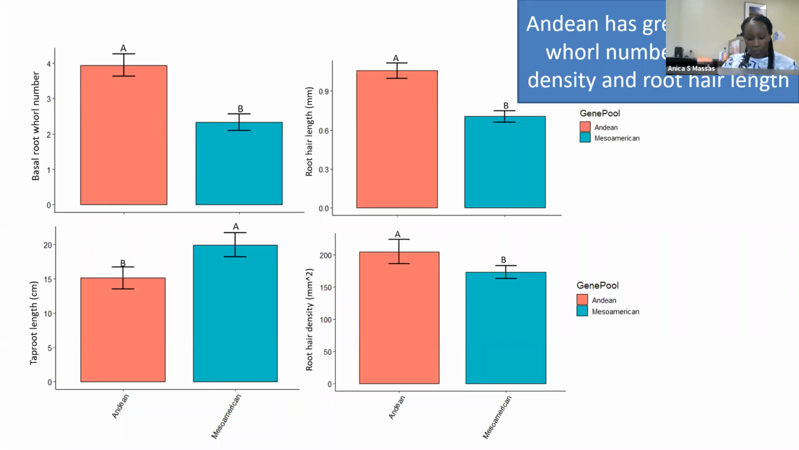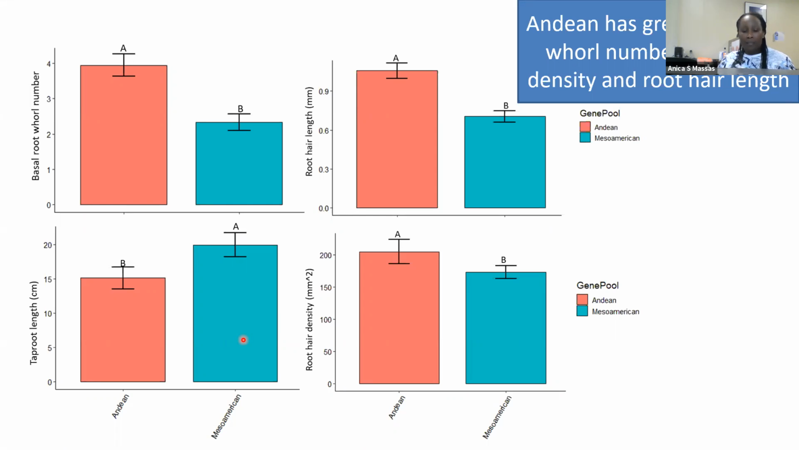So now what we did is compare the Andean and Mesoamerican gene pools, and we find that the Andean gene pool has greater basal root whorl numbers, root hair density, and root hair length. But one point that brought us here: we find that Mesoamerican has greater taproot length. You can see that Mesoamerican has greater taproot length.